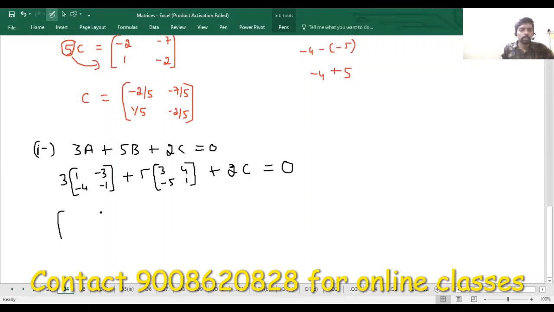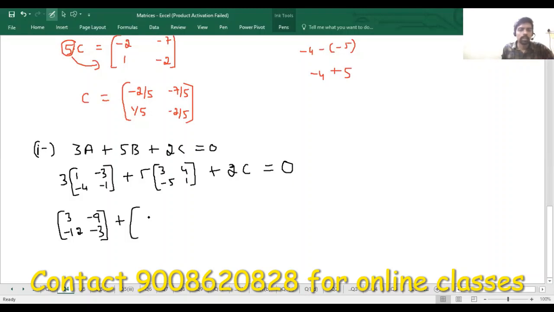So multiply this matrix by the scalar 3. This is called scalar multiplication. This is not matrix multiplication. So now I'll multiply this matrix by the scalar 3. 3 into 1 is 3. 3 into minus 3 is minus 9. 3 into minus 4 is minus 12. Then 3 into minus 1 is minus 3.